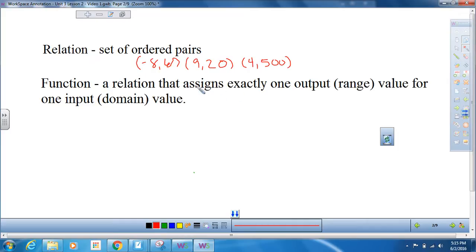A function is a relation that assigns exactly one output value for one input value. From before, remember, our output is the range, the input is the domain. So I talked about this in the last lesson.